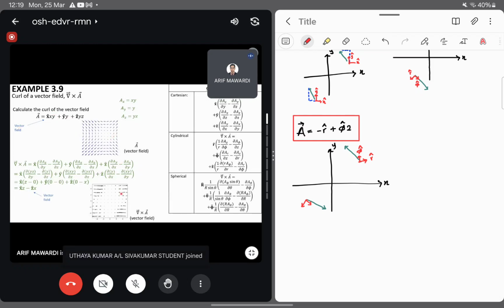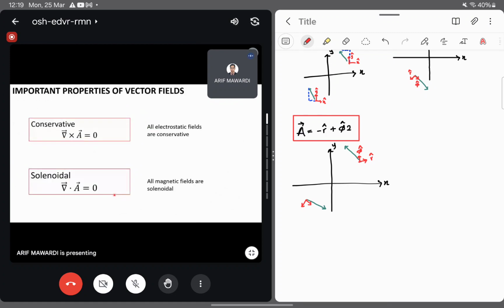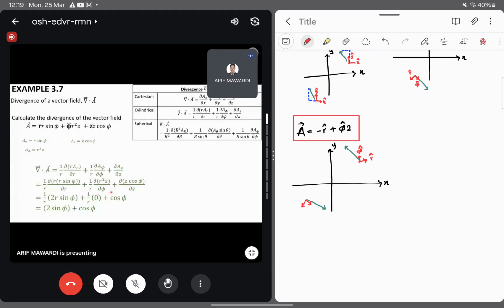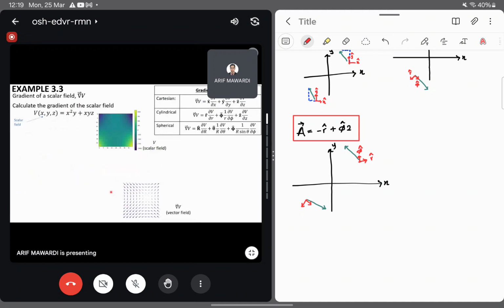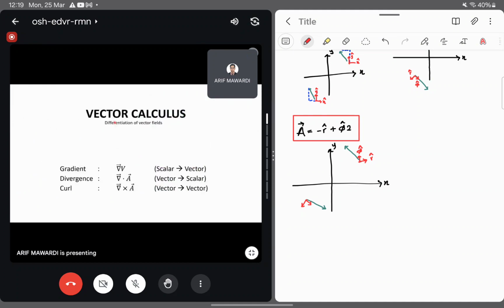So this is illustrated like this. This is your original vector field. When you calculate the curl of your vector field, you should get another vector field. So let me summarize this. In vector calculus, we have these three types of operation. The first one is the gradient, the second type is the divergence, which is denoted like this, del dot A, and the curl, which is denoted like this, del cross A.